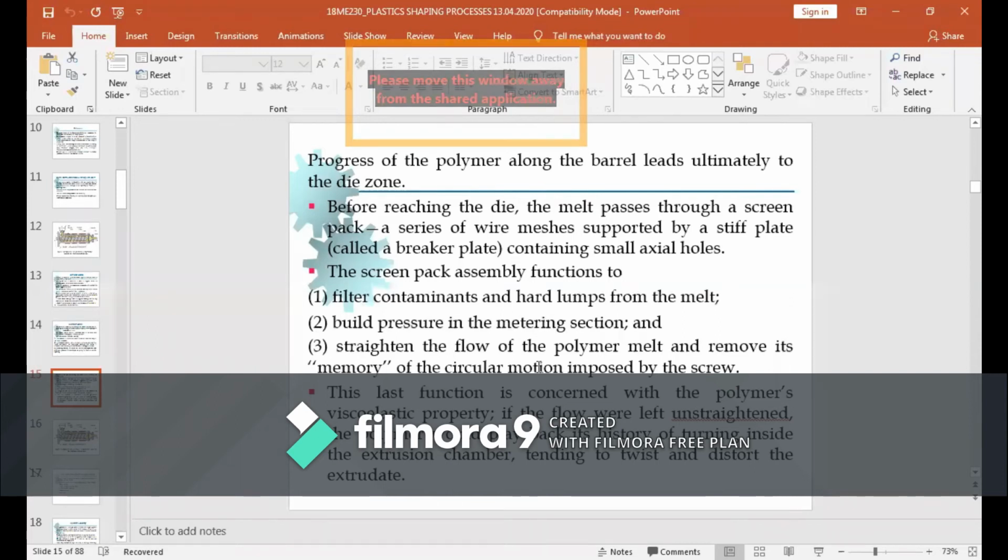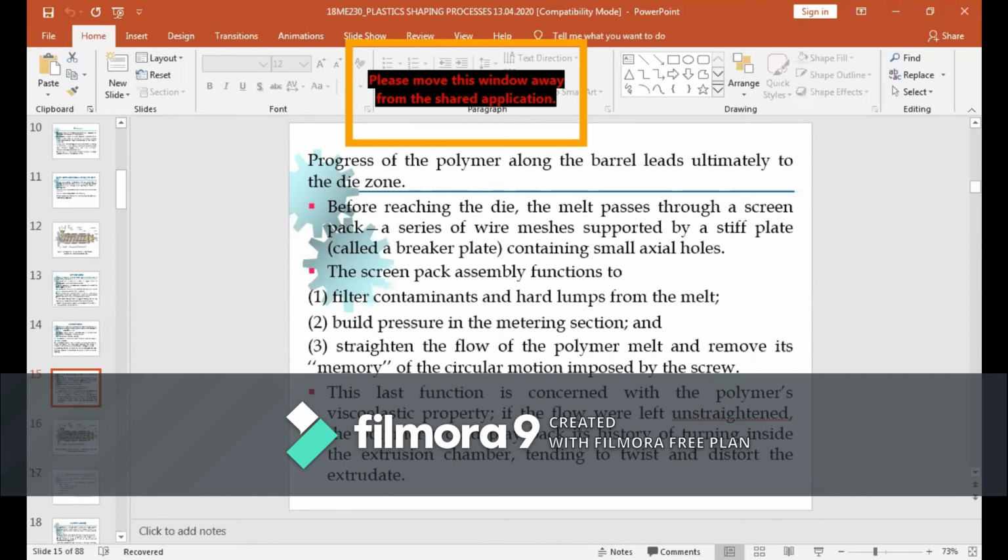It will straighten the flow of polymer melt and remove its memory. The circular motion, the memory, it will convert to a linear motion. That is a function of your breaker plate, or it's called a stiff plate. It consists of a series of wire meshes.